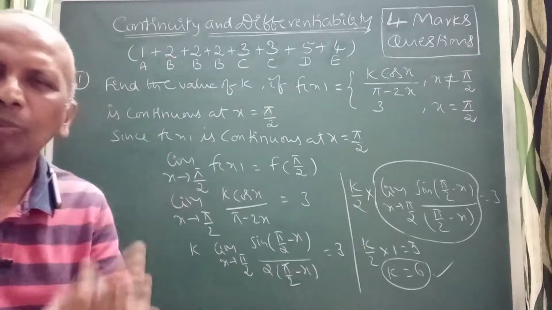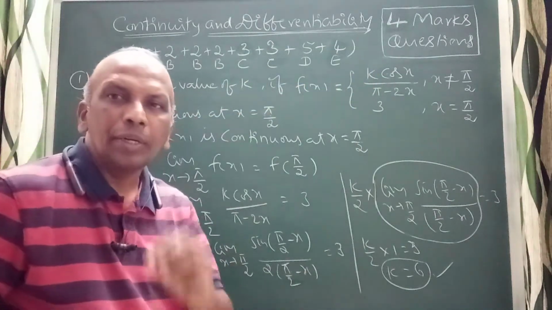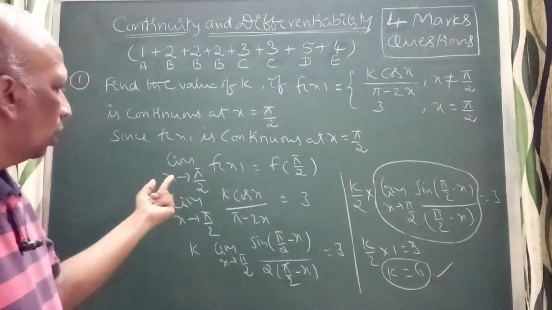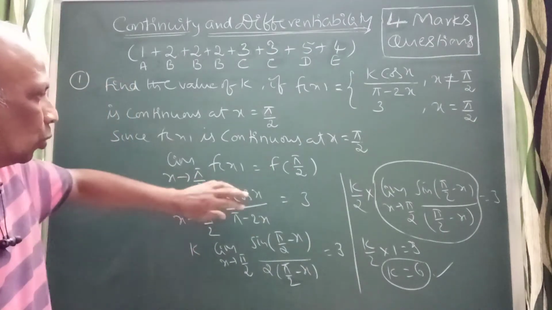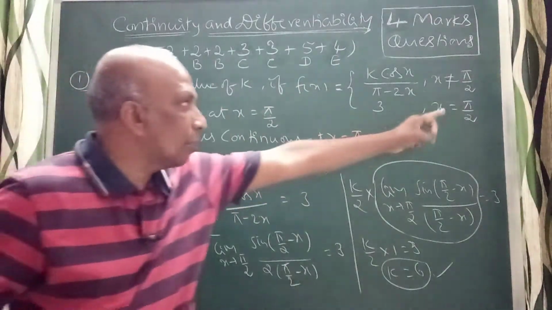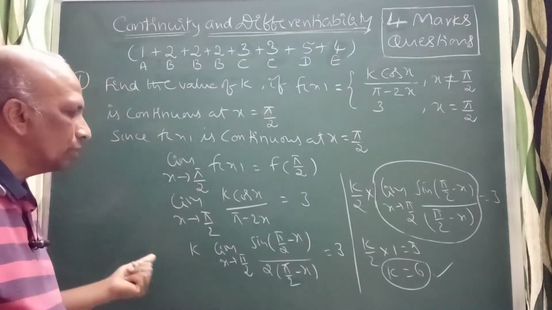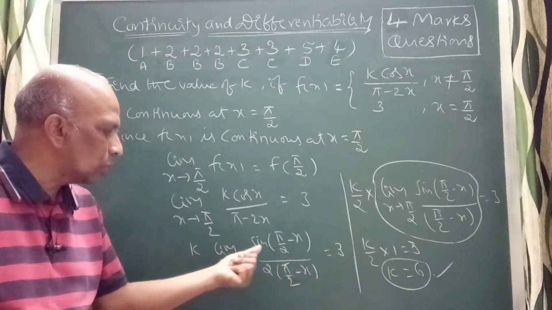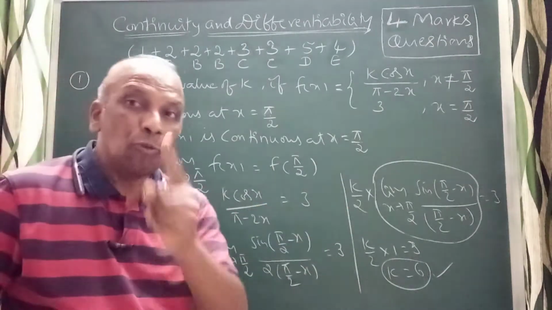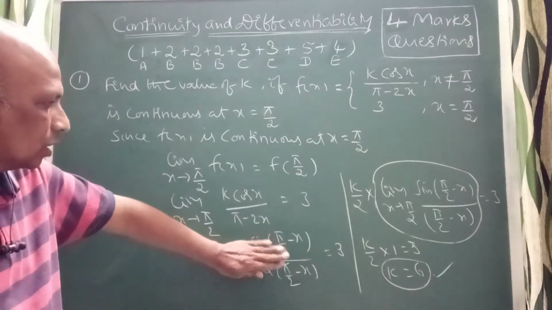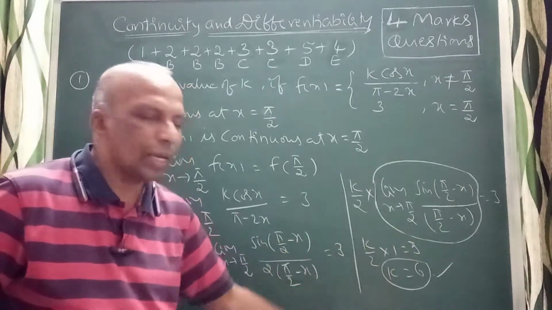Let me explain the important steps. The function is continuous at pi by 2, so the limit as x tends to pi by 2 of f of x equals f of pi by 2, and at pi by 2 the function is 3. Take 2 common and take k out. Then you get the limit as x tends to pi by 2 of sin of pi by 2 minus x by pi by 2 minus x, times k by 2. If you want, you can skip one step and directly write k by 2 into 1 equal to 3, so k equals 6.